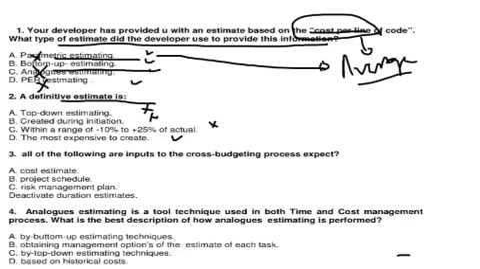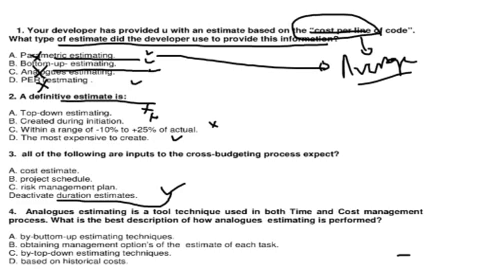Let us move on to the third question. All of the following are inputs to the cost budgeting process except: cost estimate is definitely an input. Project schedule, yes. Because budgeting means it is not estimation, you are freezing the budget. So project schedule is an input. Risk management plan is an input. The last one, duration estimates, yeah, so this is the right answer.